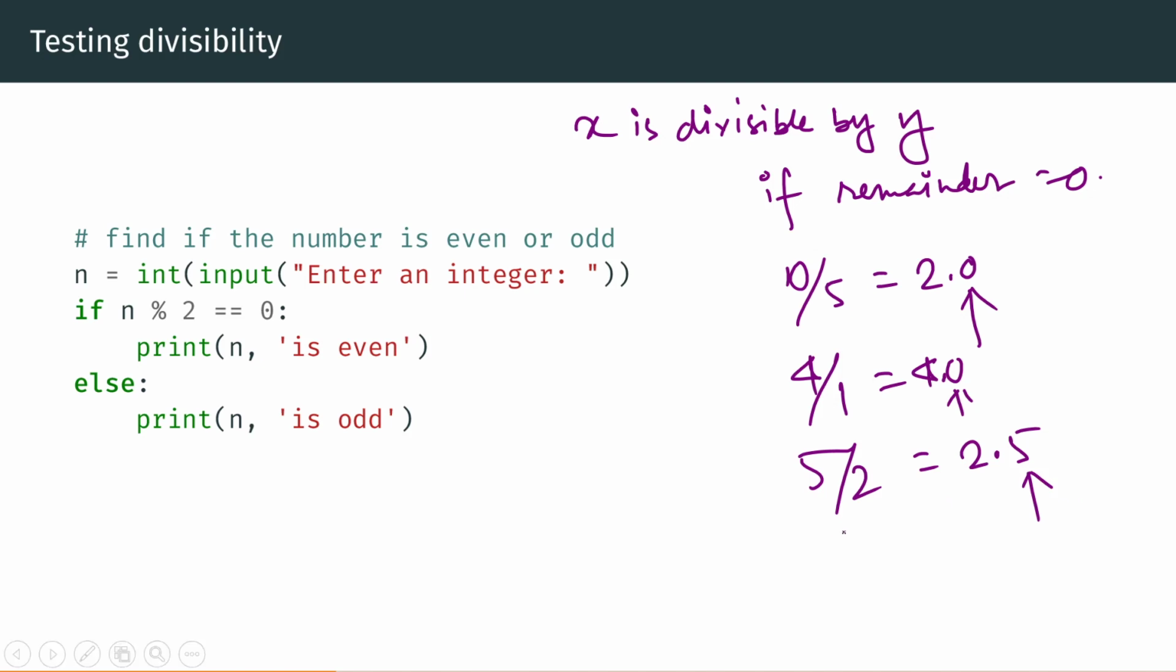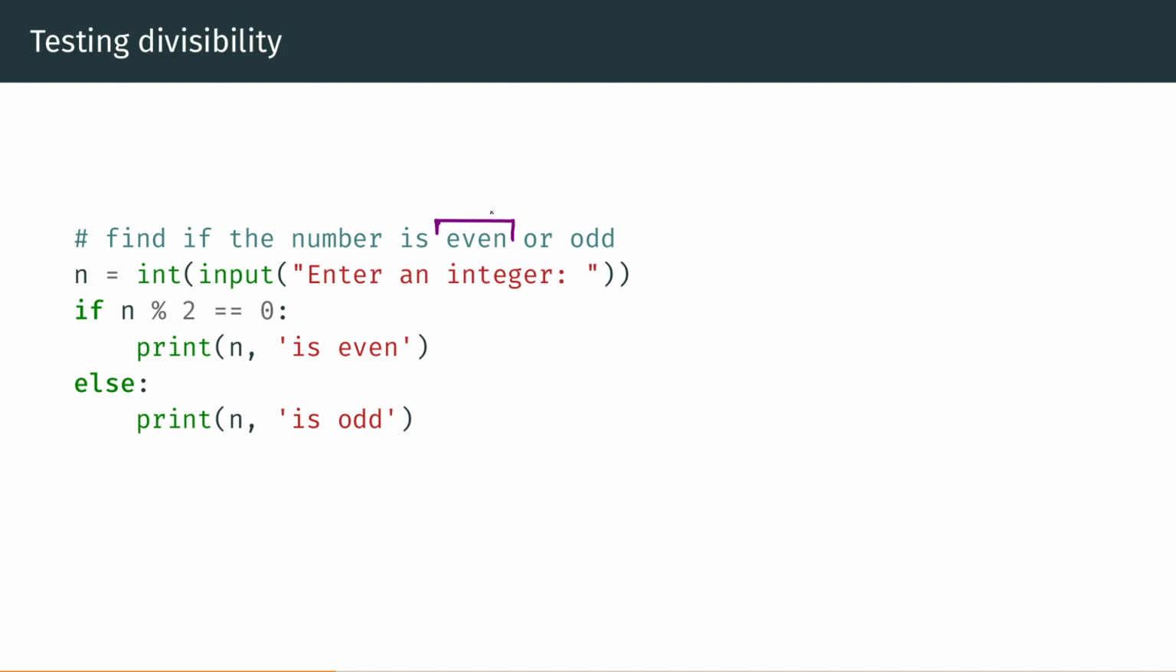One of the most important applications of testing divisibility is finding out if a number is even or odd. Now, when is a number even? A number is even if it's divisible by 2.